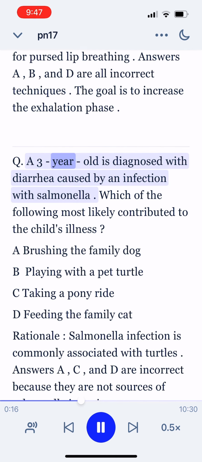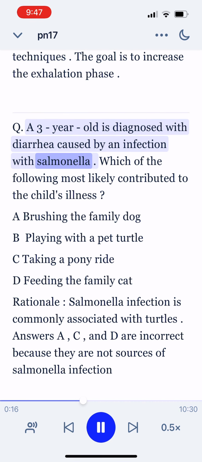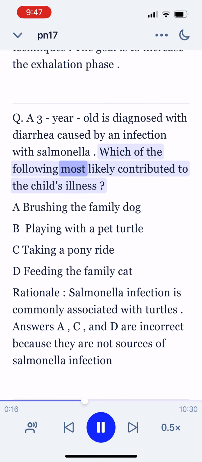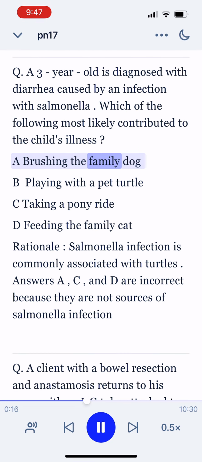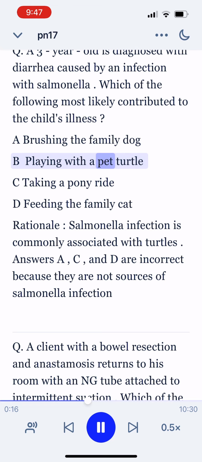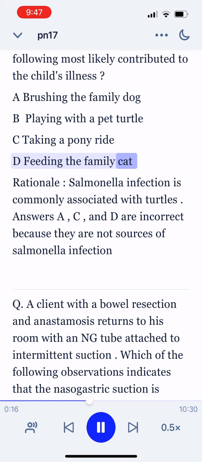Q. A 3-year-old is diagnosed with diarrhea caused by an infection with salmonella. Which of the following most likely contributed to the child's illness? A. Brushing the family dog. B. Playing with a pet turtle. C. Taking a pony ride. D. Feeding the family cat.